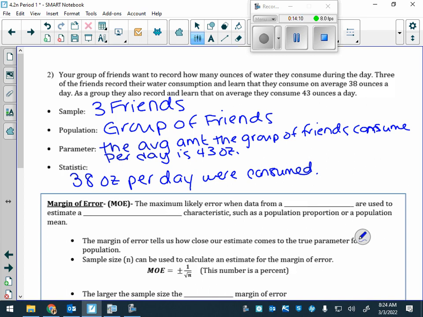Hannah. So is the parameter like a total? Parameter, it can be a number value. It's talking about everybody in that group in this case. They're saying they recorded and learned. So in this case, they're looking at everybody in their group. They took that total and found out it was 43 ounces. Okay? The parameter is very difficult to pinpoint. They do not, most of the time, give you an actual percentage or result of it. Yeah, Luce?